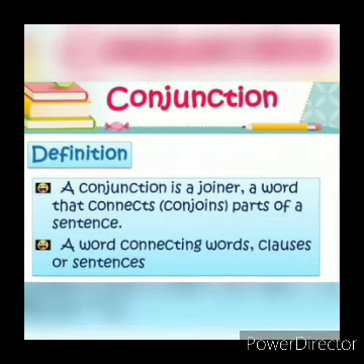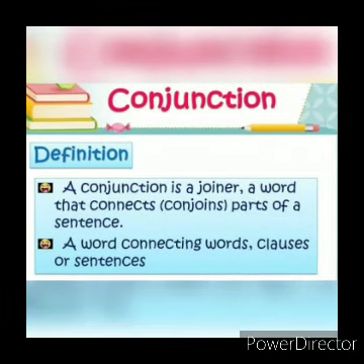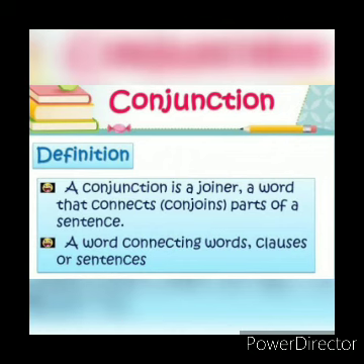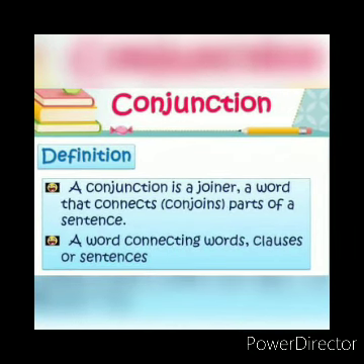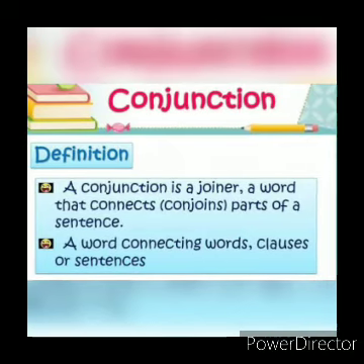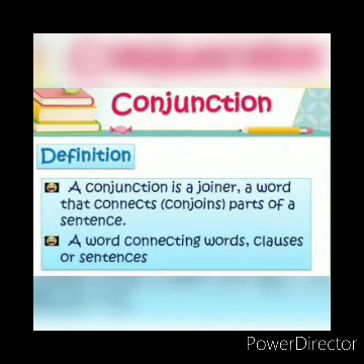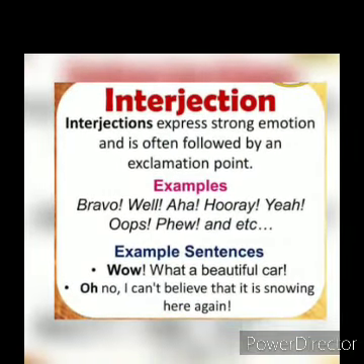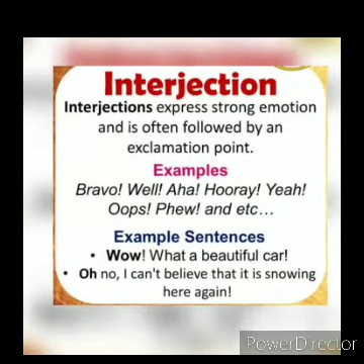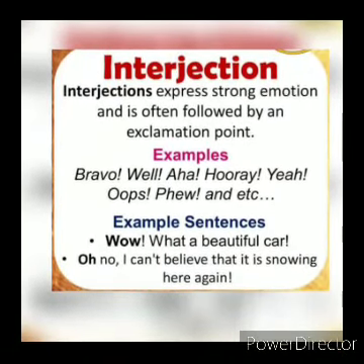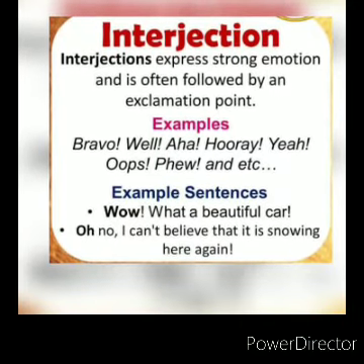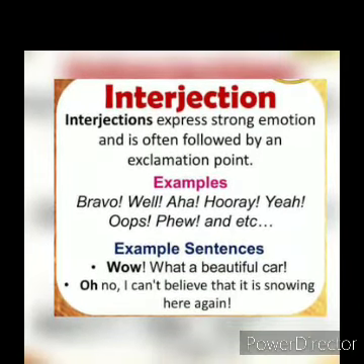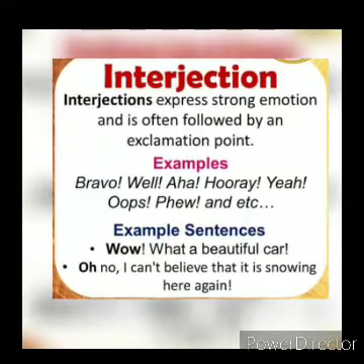Conjunction. A conjunction is a word which connects two words or clauses or sentences or phrases and shows the relation between them. Interjection. Interjections are small words that bear no grammatical connection with the sentences in which they are used. It is usually followed by an exclamation mark.